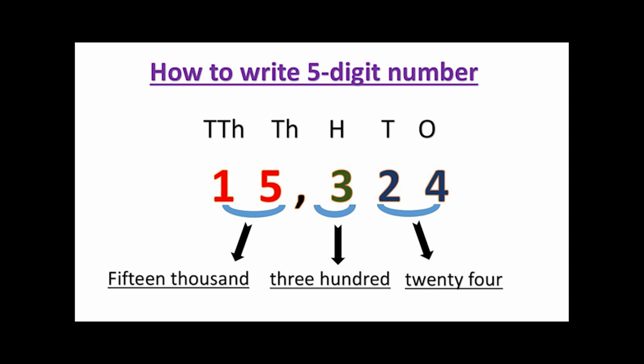How? I can see there is a comma after 15. So immediately I can say that it is 15,000 and then 324. So the number is read as 15,324. The part before the comma is the thousands part. So this comma actually separates the thousands part from the digits on the right.